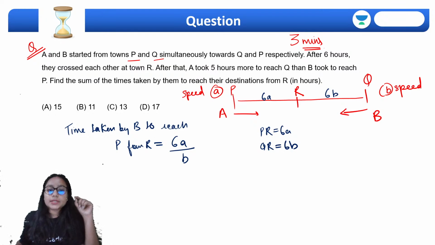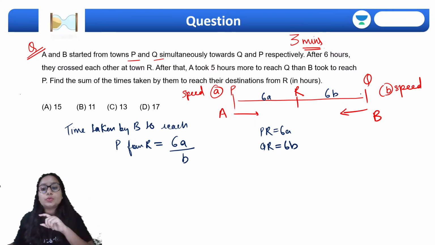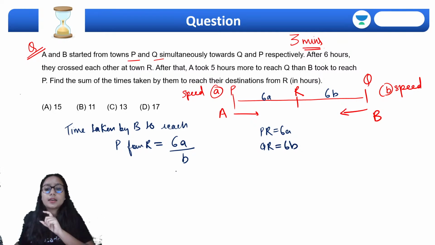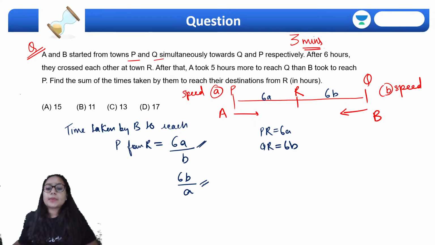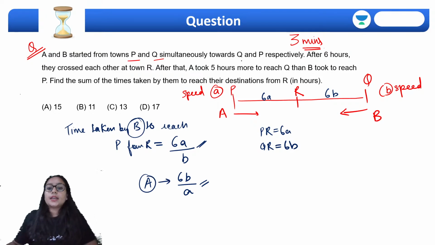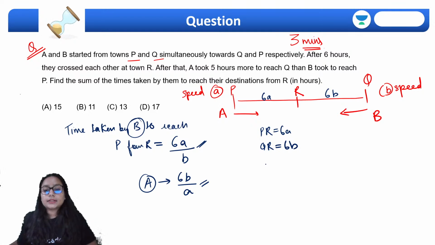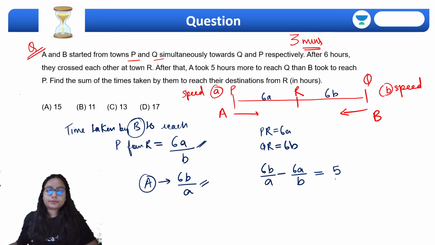Now, what is the time taken by A? Time taken by A to reach from R to Q will be the distance QR, which is 6B, upon speed, which is A. So these are the times taken by both persons. This is for B and this is for A. Now A took 5 hours more, so I can write that 6B upon A minus 6A upon B is equal to 5.